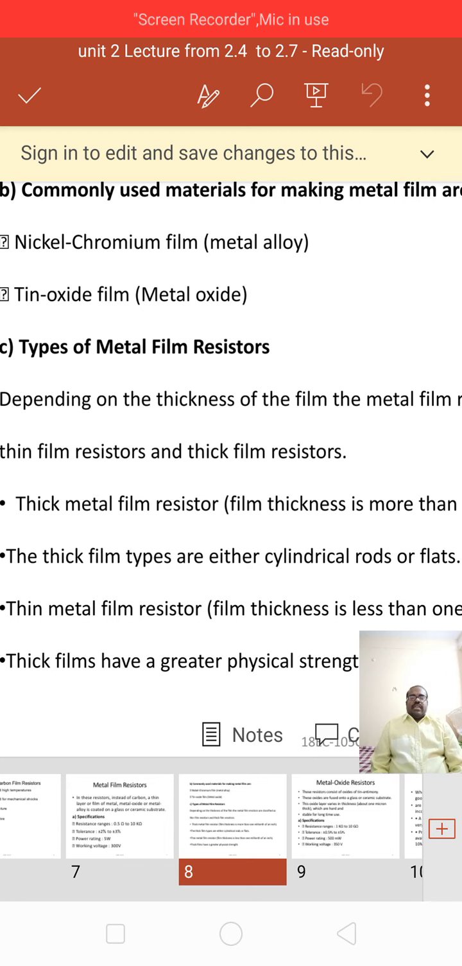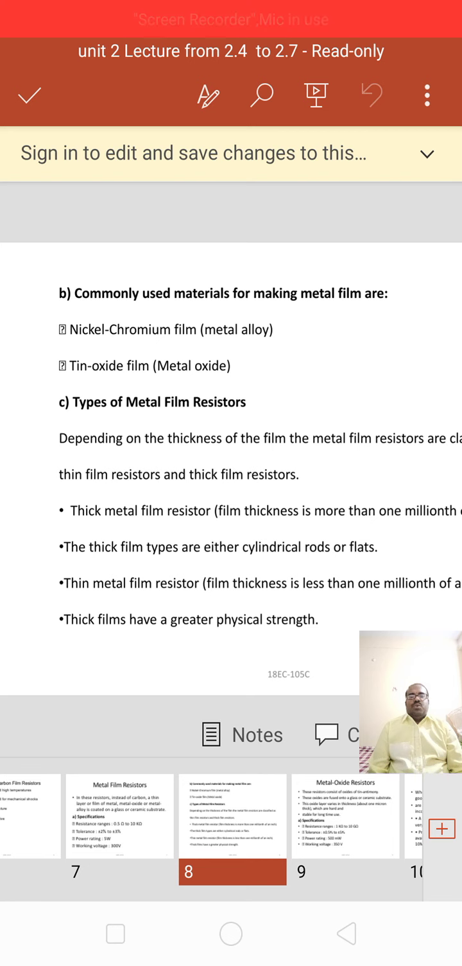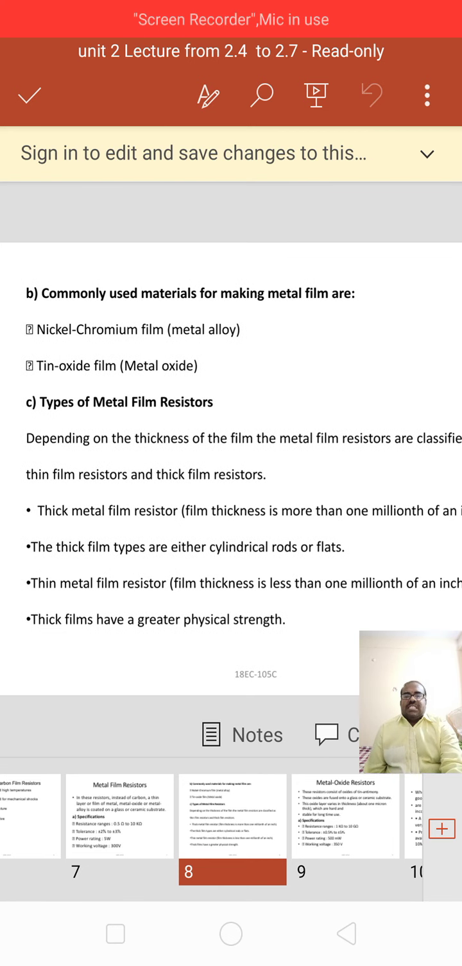Next one is tin oxide film. It is a metal oxide. Next, we have the types of film resistors. Depending on the thickness of the film, the metal film resistors are classified into thin and thick film resistors.